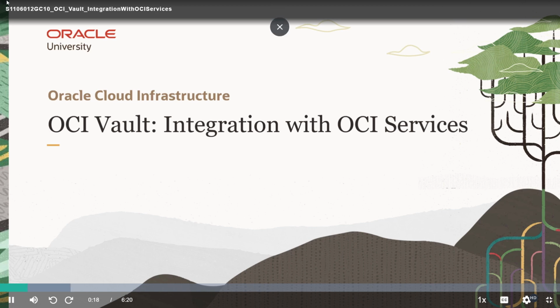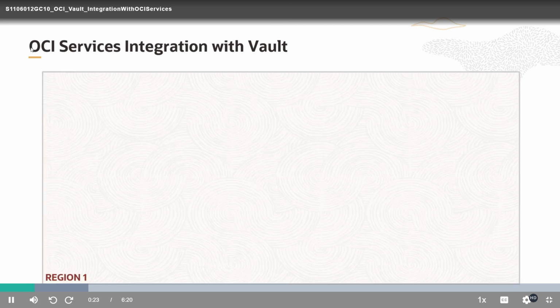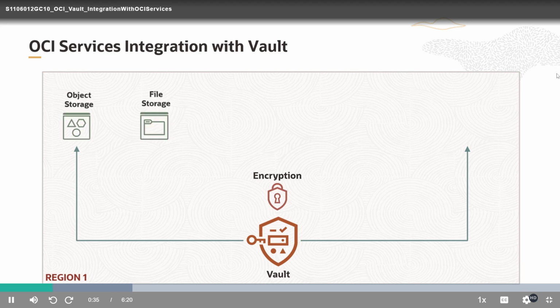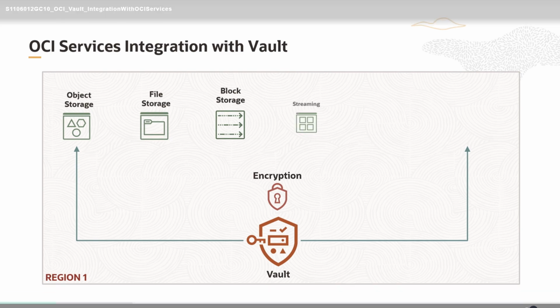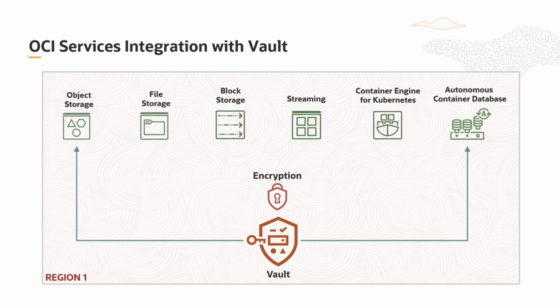So let's get started. In our Vault introduction lesson, we mentioned that several OCI services can integrate directly with a Vault for managing data encryption. Here's the current list: object storage buckets, file storage, boot and block volumes, streams within a stream pool, Kubernetes secrets in an OKE cluster, and autonomous container databases. This list will continue to grow, so be sure to check our online documentation for the latest updates.